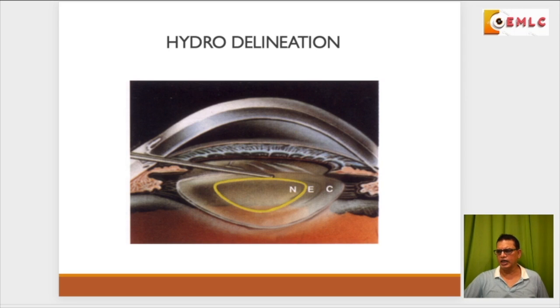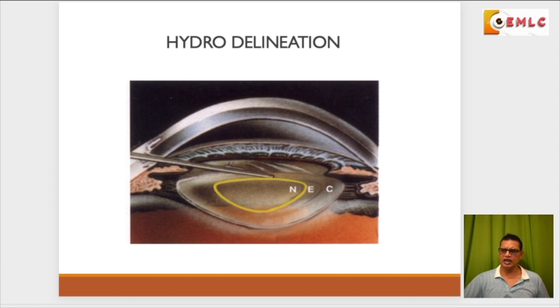procedure. Hydrodelineation is injecting fluid between the nucleus and epinucleus so that there is a cleavage line between them. This will help you in delineating the nucleus and doing the phaco with the epinuclear cushion all around. This cushion protects the posterior capsule and protects the other structures from getting damaged during the course of the procedure. So for phaco, you'll have to do both hydrodissection as well as hydrodelineation.